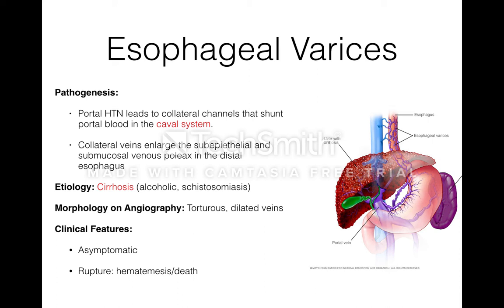The principal vascular disorder of the esophagus is esophageal varices. These form in the presence of portal hypertension, whereby collateral channels will shunt portal blood into the caval system. The collateral veins enlarge the subepithelial and submucosal venous plexus within the distal esophagus.